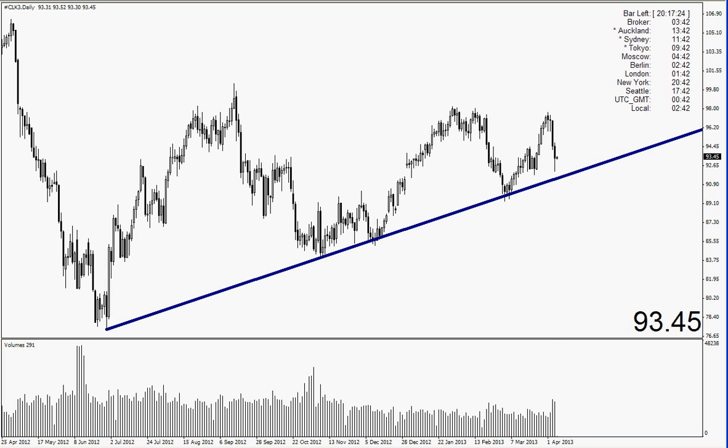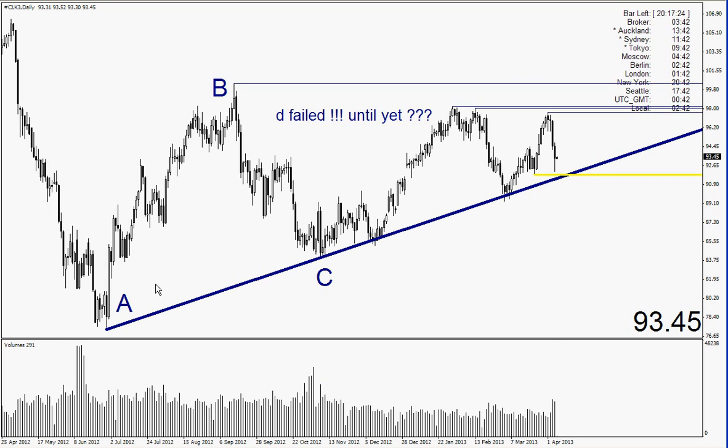Interesting or important is the following. Look at this, guys: A, B, C wave. And here we see D failed, and the question is, of course, until yet. Here in January, bang, in December, 1, 2, 3, free beers if you want, and the question is, of course, will we come back? All in all, I would still prefer the long side in oil.